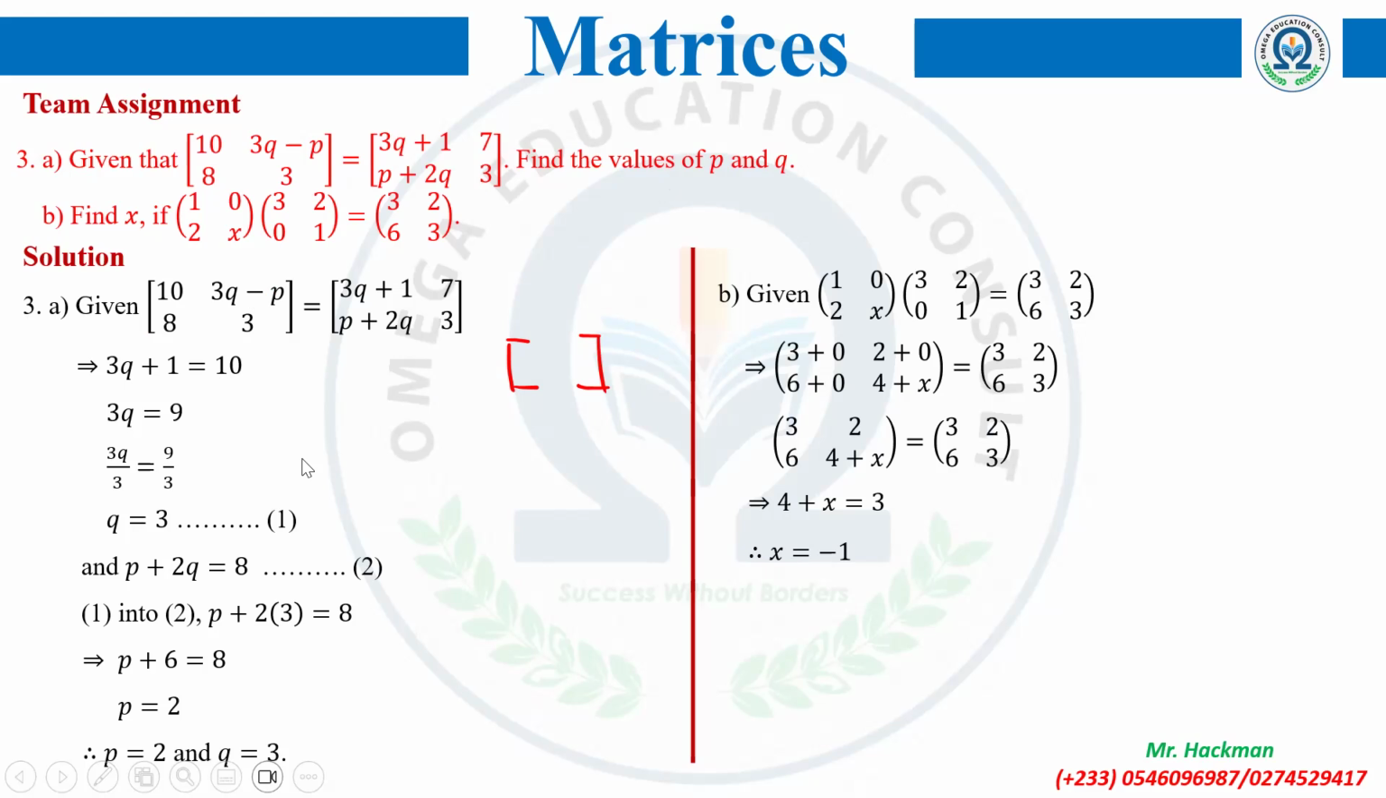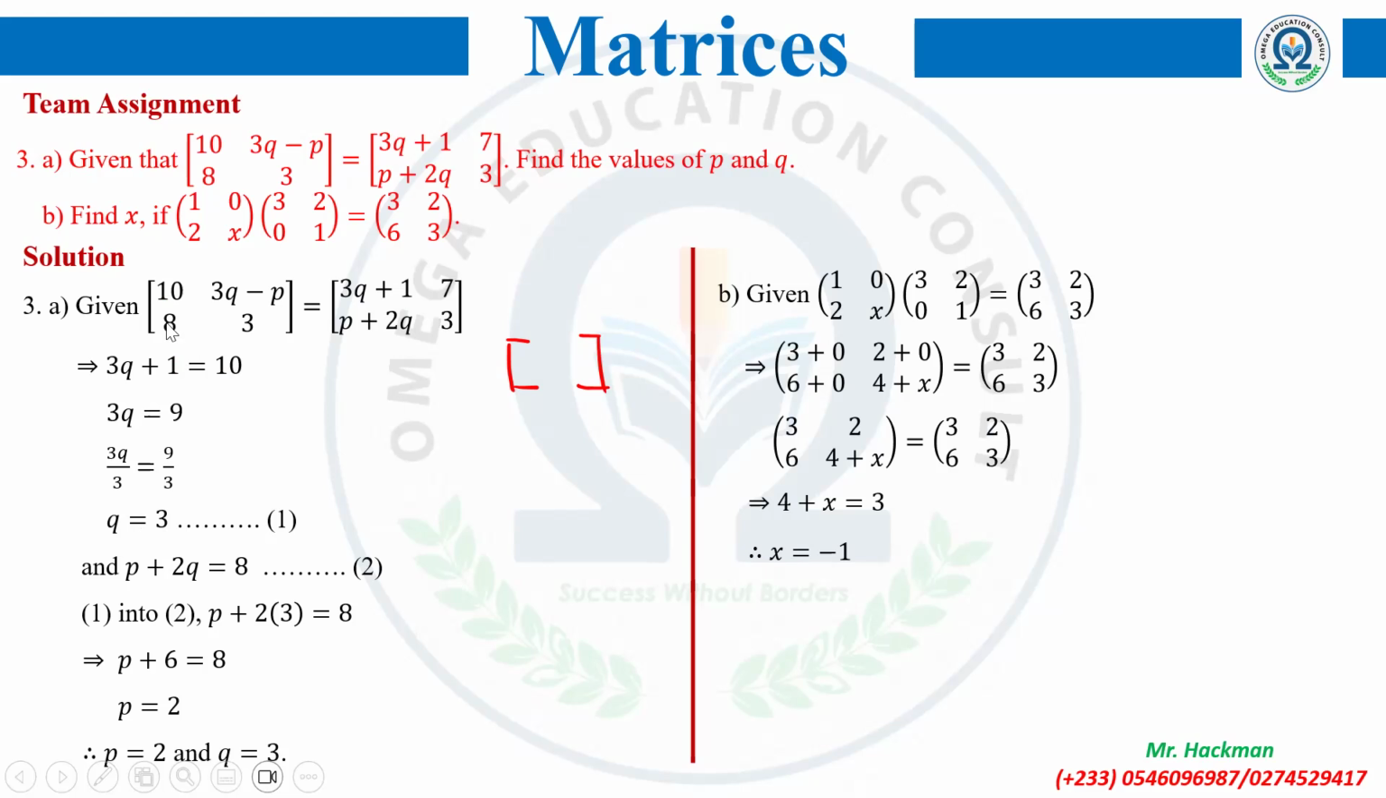So in this case, let me see. 10 must be equal to 3q plus 1. This entry must be equal to this. I decided to write 3q plus 1 is equal to 10, but you can also write 10 is equal to this. After equating this corresponding entry, you see that you have only an equation in one variable, q. You can continue and solve. If you solve for q, you end up getting q equal to 3. Then you label this as equation 1.